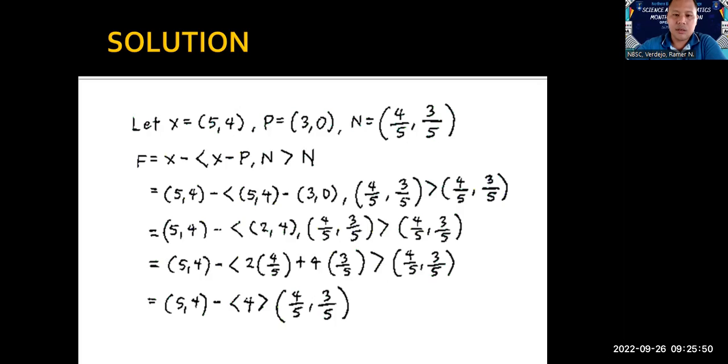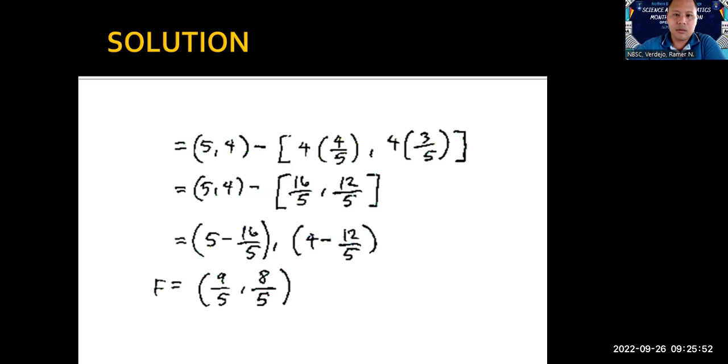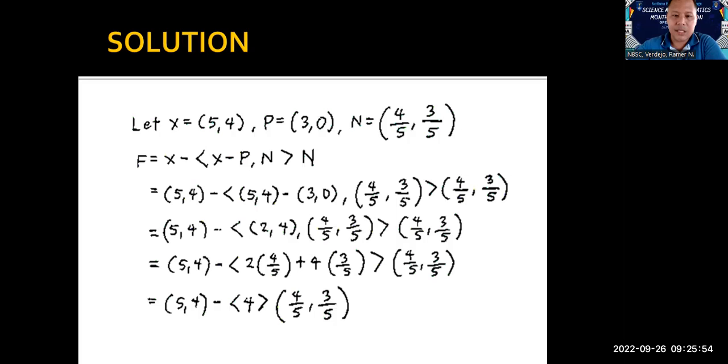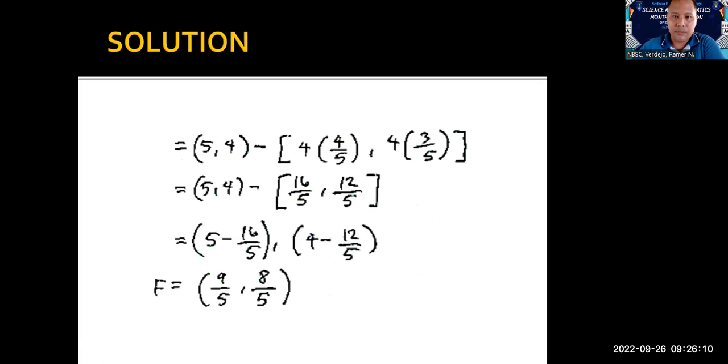Next, we apply the distributive property of multiplication. So we multiply 4 to each component of this unit normal. So we have here the distribution. So 4 times 4/5, we have the first component 16/5. And 4 times 3/5, we have the second component 12/5.